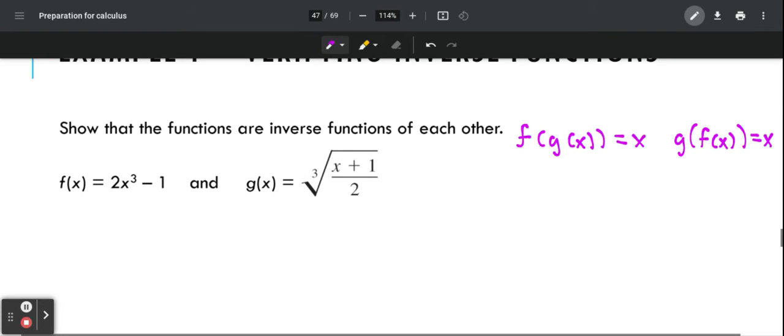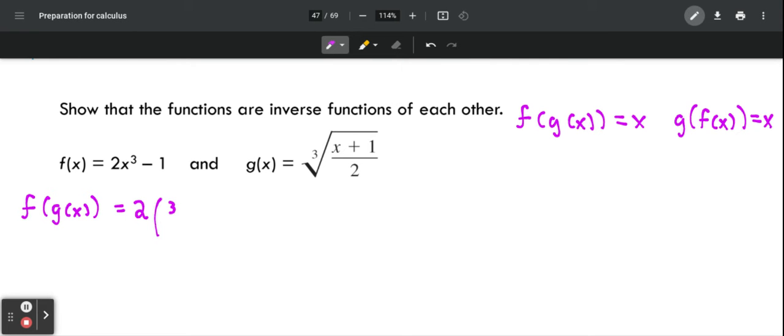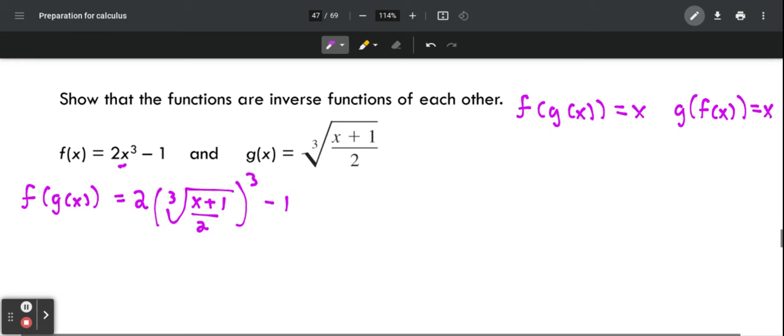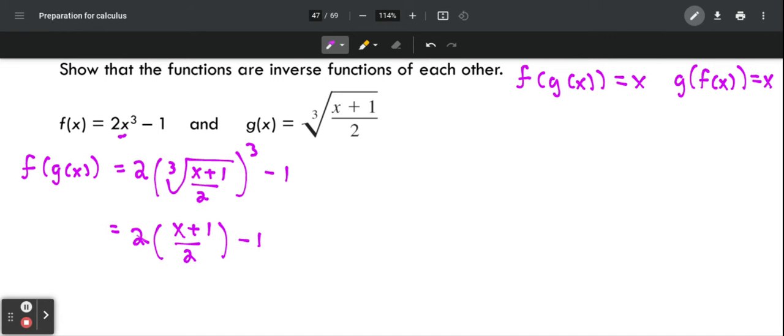So let's first start with f of g of x. So we're going to substitute g into f. So we'll have 2 times the cube root of x plus 1 over 2, that's being substituted in for this x cubed minus 1. So now if we simplify, the cube root and the cube will simplify, so you're left with 2 times x plus 1 over 2 minus 1. The 2's simplify, so you have x plus 1 minus 1, which gives you x.